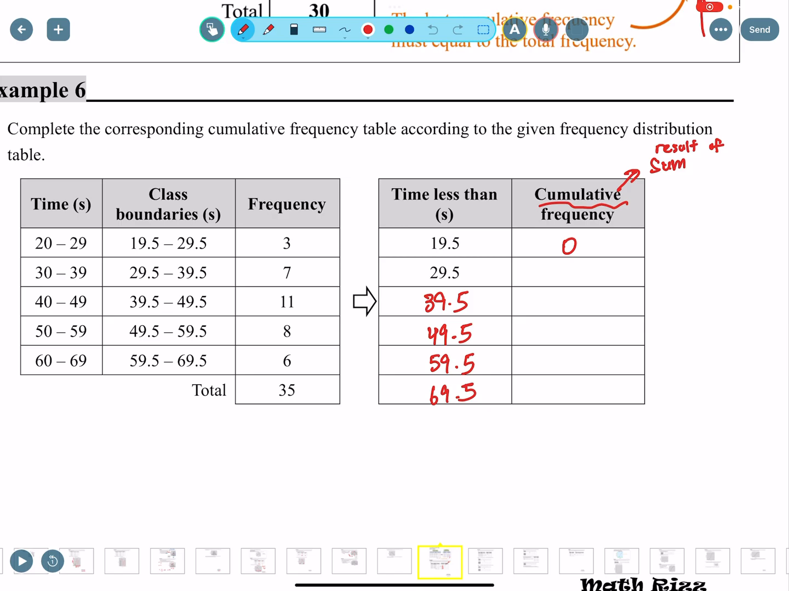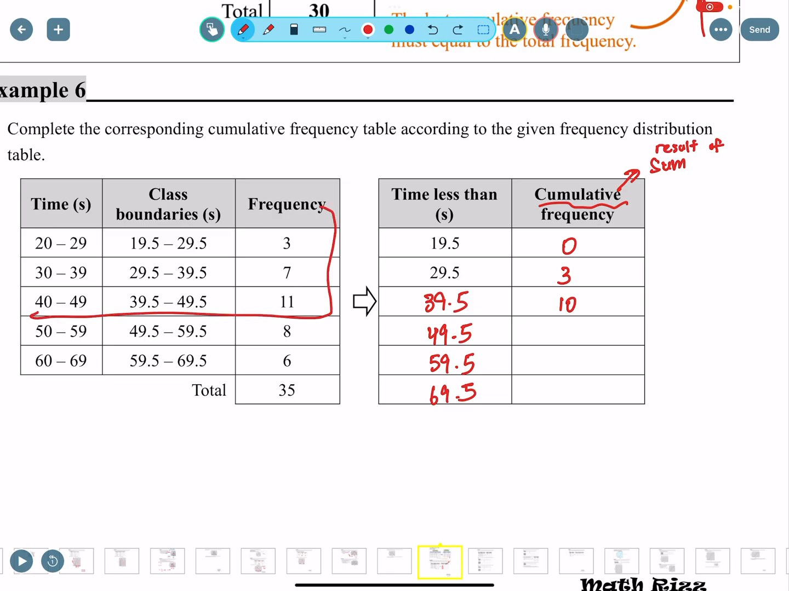And then moving on, less than 29.5 will only include this one, right? So that's going to be 3. Less than 39.5 will include these two. So that's going to be 3 plus 7, which is 10. And then the pattern follows.